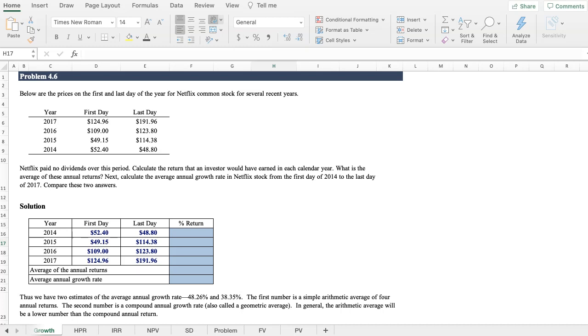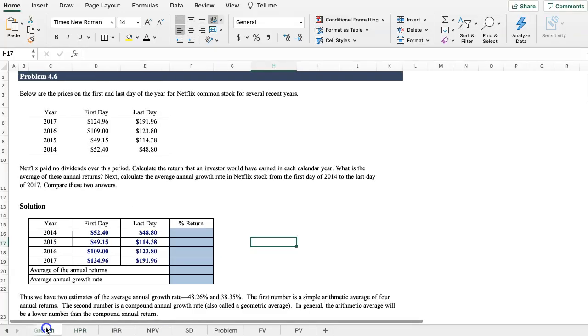Everyone, welcome to the Excel overview from Chapter 4 of Investments. So the first tab we're going to look at is growth. In this growth tab, below we have the prices for the first and last day for Netflix. So here is the first day and last day for Netflix from year 2014 to 2015.